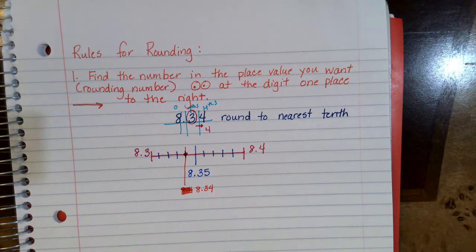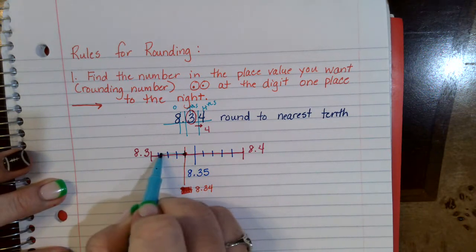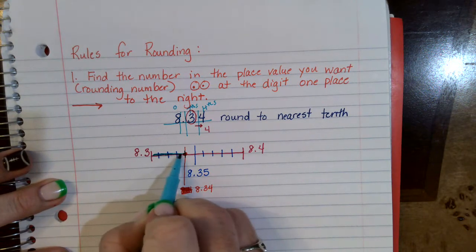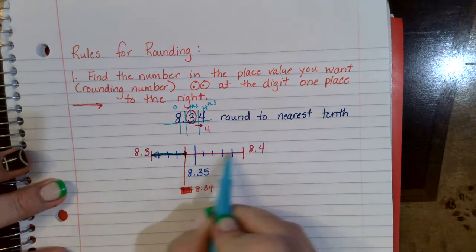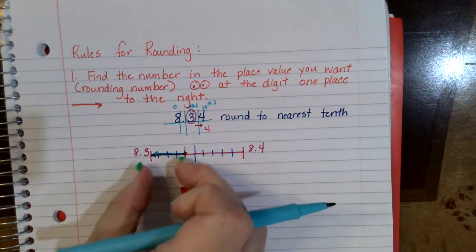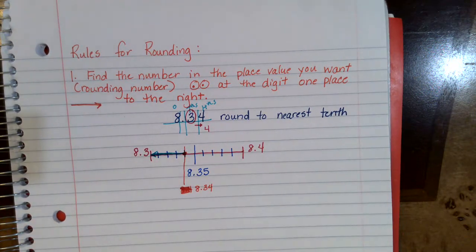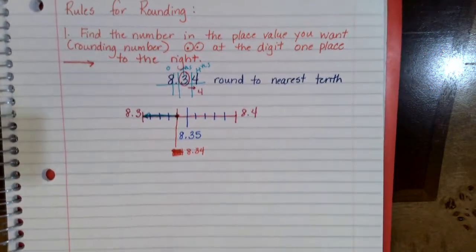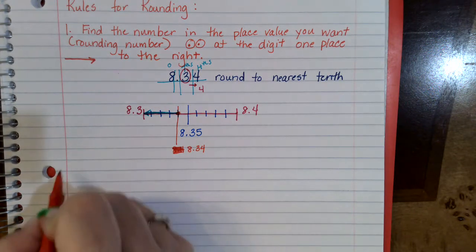8.34. If we look at where this falls on the number line, we can see that 8.34 is closer to 8.3 than it is to 8.4. The distance between these two numbers is actually shorter, which leads us to our next rule.